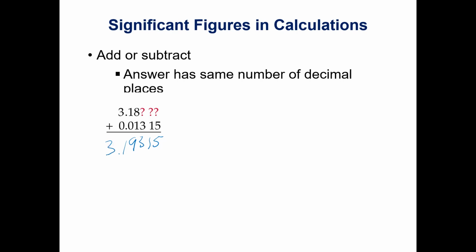So 3.18 only has 2 decimal places. Our other number has more decimal places, but we're limited by the one that has the least number of decimal places. So we would round this off to 3.19 for our final answer.